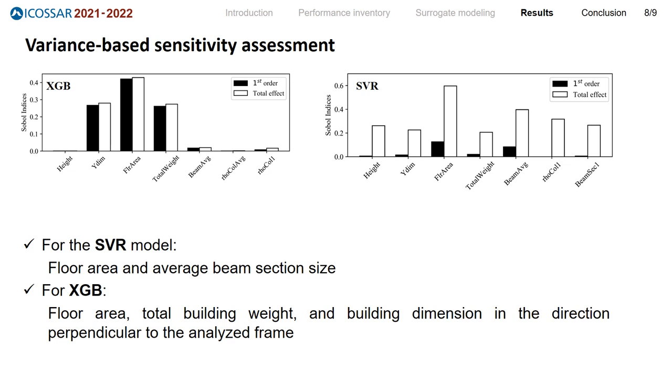On the other hand, for XGB, floor area, total building weight, and building dimension in the direction perpendicular to the analyzed frame dominate both the main and total effect, whereas the impact of design parameters such as beam sections and column reinforcement ratio on prediction variance is negligible.